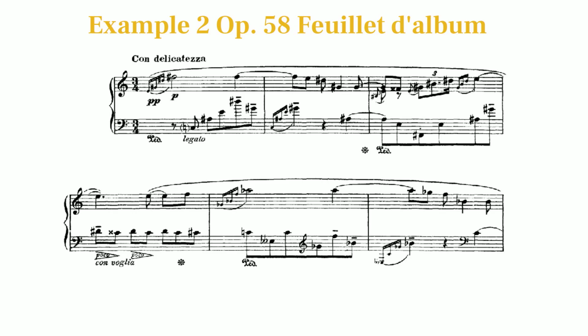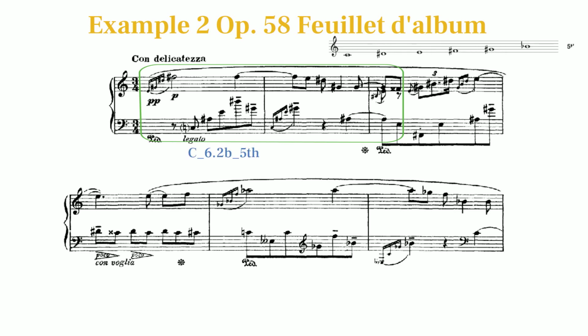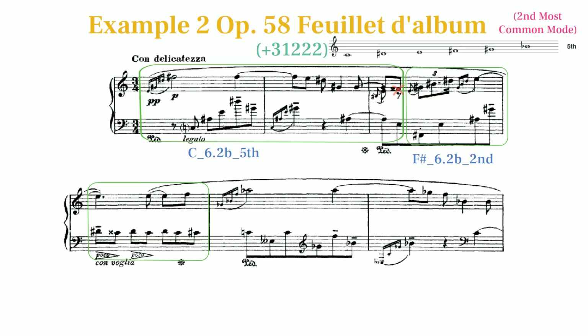We begin with an ambiguous subset. Then we get the rest of the Mystic Set based off C, 5th mode of 6.2b. Then in the third measure we get an F sharp in the bass, giving us that common second mode again.